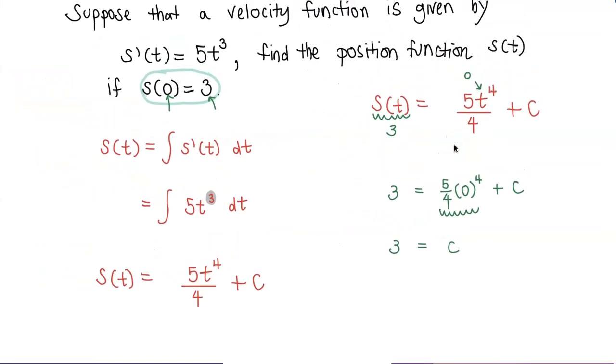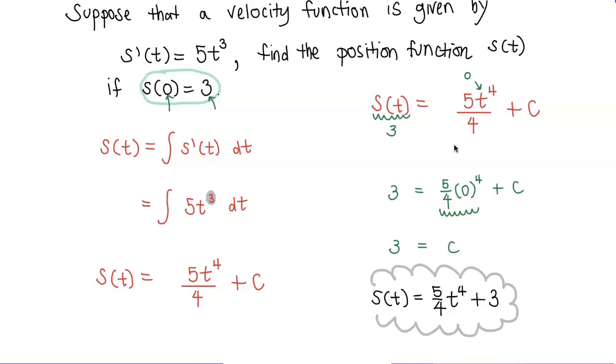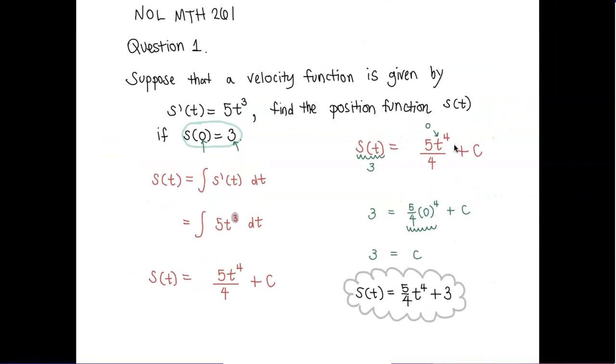So we know what that c is. Let's write the final answer, S of t. What they wanted is 5 over 4 times t to the 4th power. Notice the t to the 4th power that I put on top of the fraction just jumped down to the side of it. That's okay. Plus, not going to say c anymore. We know what c is. c is 3. So there's the final answer. This is one way that you will see question 1.